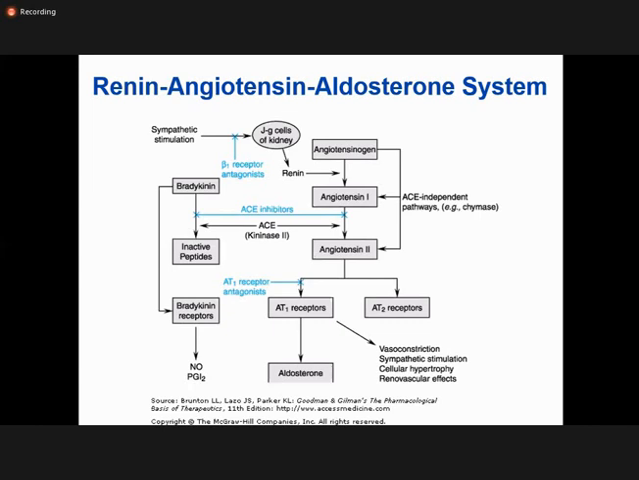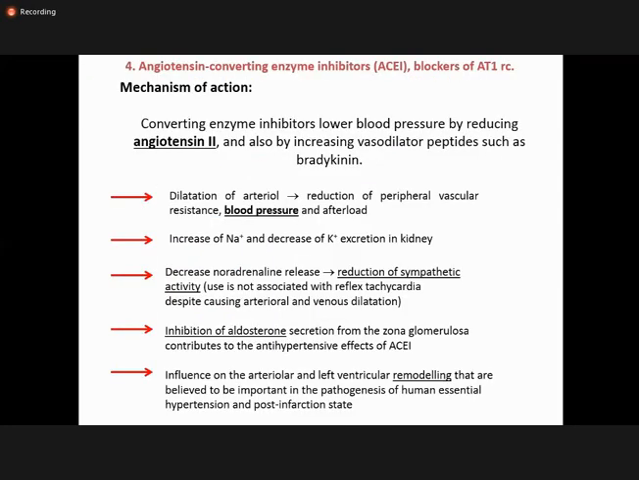And second, on the extreme left, you can see bradykinin. Normally, bradykinin is converted into inactive peptides, but when we use ACE inhibitors, this inactivation does not occur. So the level of bradykinin will rise, and that will induce the cough, right? Again, the mechanism of action of angiotensin converting enzyme inhibitors or receptor blockers.